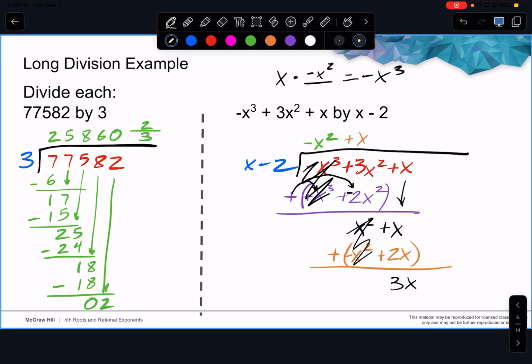Now, one thing that we have to recognize within these polynomials is if something is missing. So look back to the original polynomial here in red. We've got x to the third, x squared, x to the first. Do we have an x to the 0 here? X to the 0 would be our constant. We don't. We have to actually add that in as a placeholder. So we're going to put a plus 0 here, and then we're going to bring that down.